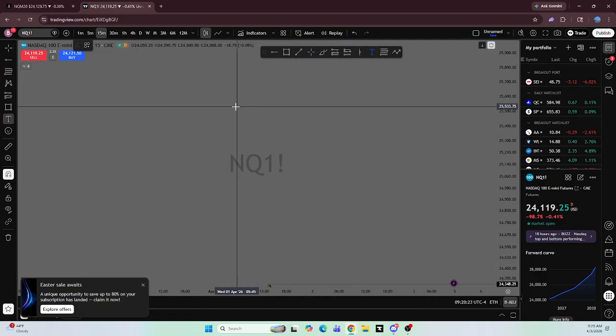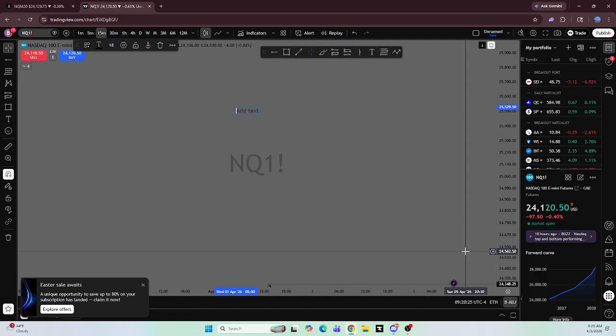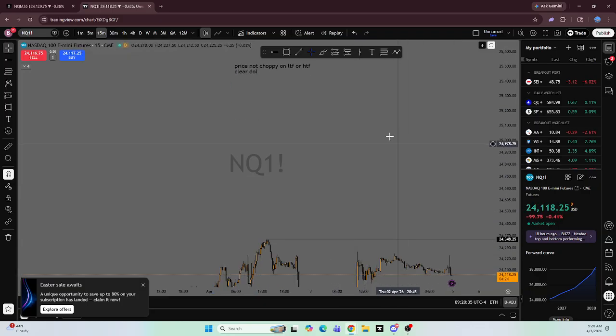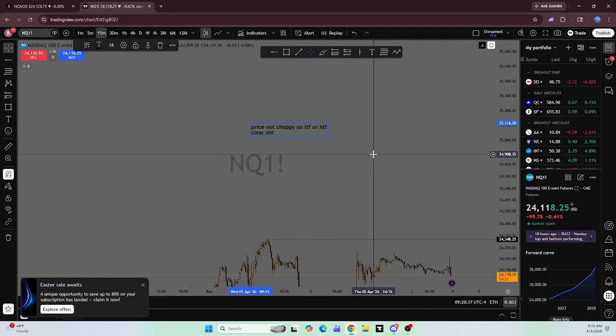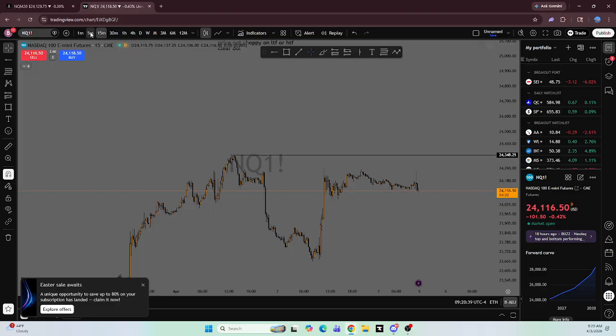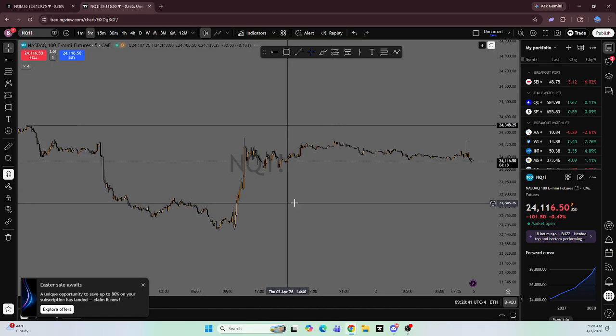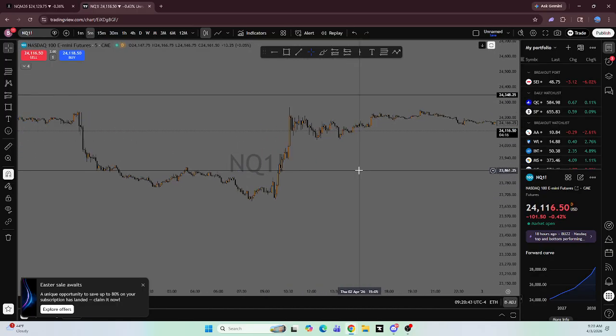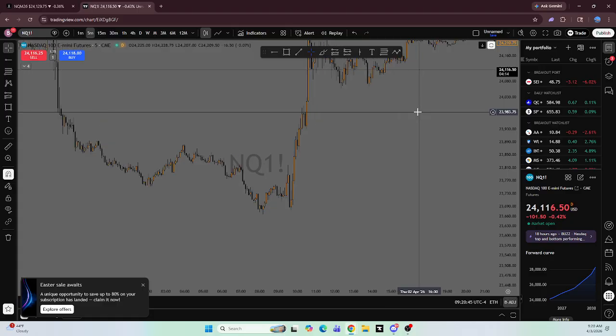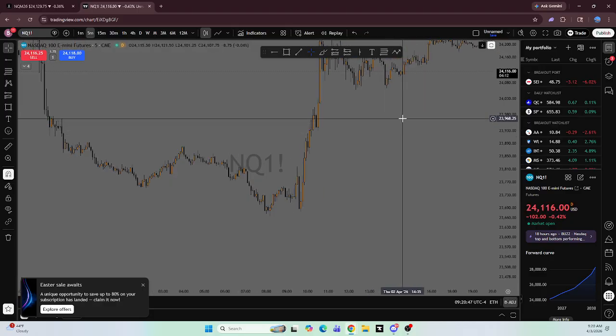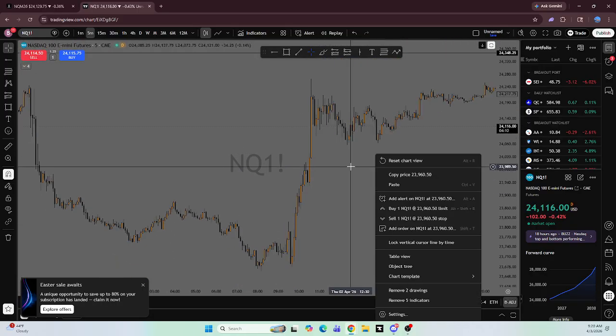So things when we're not trading: price needs to be moving, price not choppy on a low time frame or a high time frame. Clear draw on liquidity. If it's not a clear draw on liquidity, then what are we trading to? It doesn't make sense. When else do I not trade? When price is moving pretty slow, I will not trade as well.